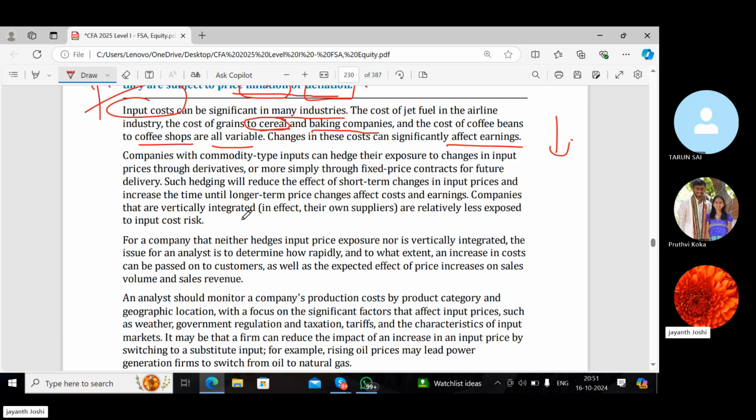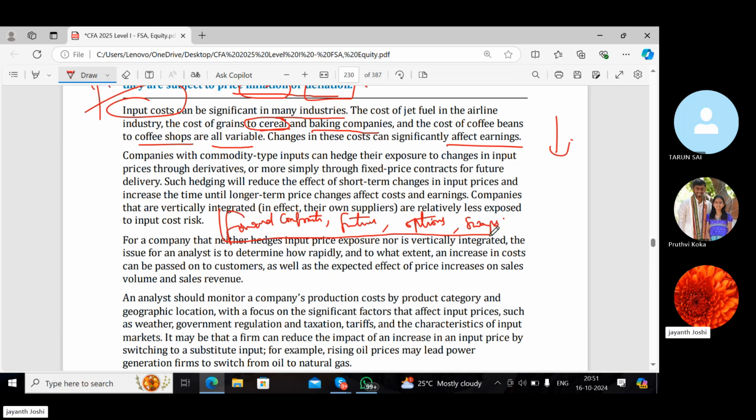So I'll mention some derivatives. However, we are going to discuss derivatives in detail in the coming sessions. I'll just give some information here. Forward contracts, futures, options, swaps. These are the 4 derivatives.